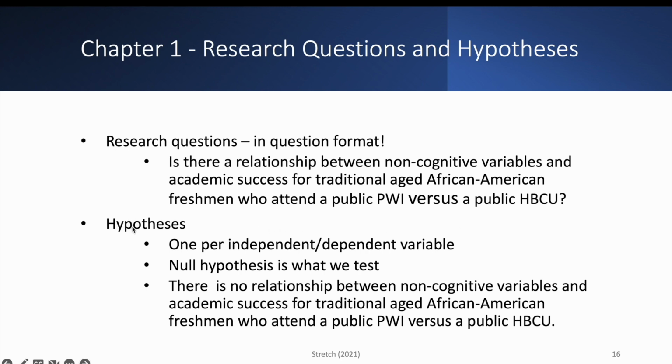Hypothesis, one per independent dependent variable combination and then one combined one. So this is my combined one for my dissertation, or one of them. There is no relationship between the non-cognitive variables and academic success. Now, I also had a hypothesis that looked at each one of the non-cognitive variables in relation to academic success as measured by GPA. I also had another series of questions that looked at academic retention in relation to each one of these as well.